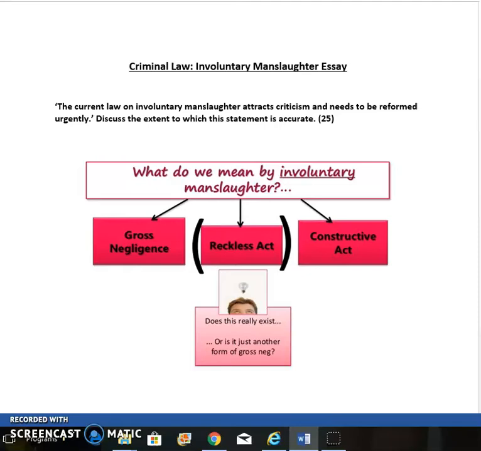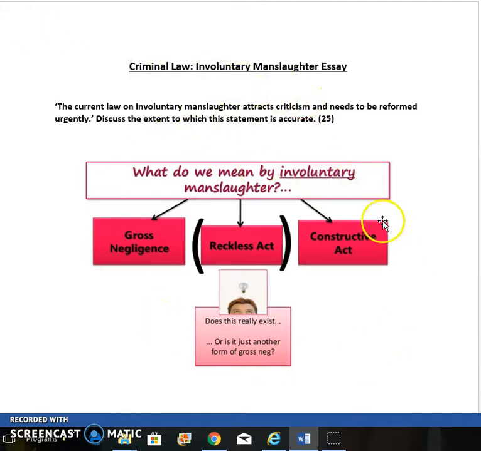In this short video, we're going to look at an evaluation essay on involuntary manslaughter. Evaluation essays appear on exam 3. This question is: the current law on involuntary manslaughter attracts criticism and needs to be reformed urgently. Discuss the extent to which this statement is accurate. As usual, it's worth 25 marks and you would have 45 minutes to answer.